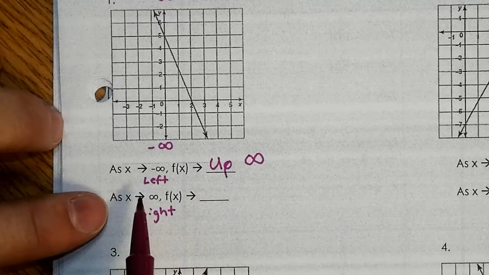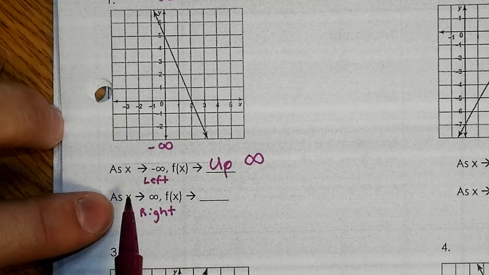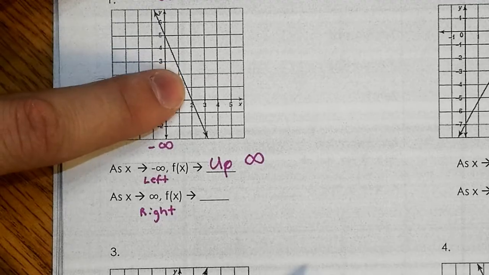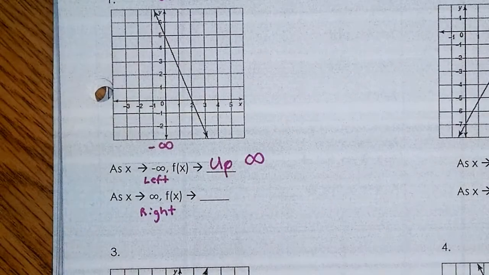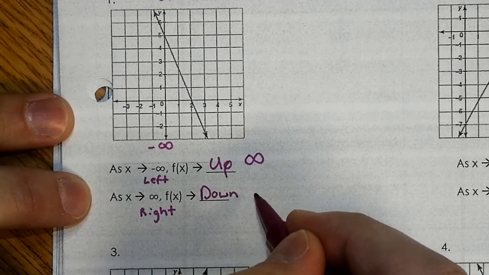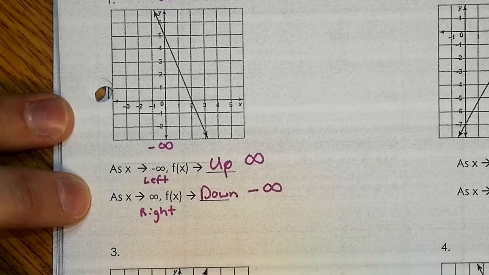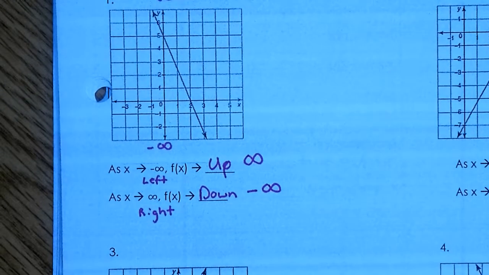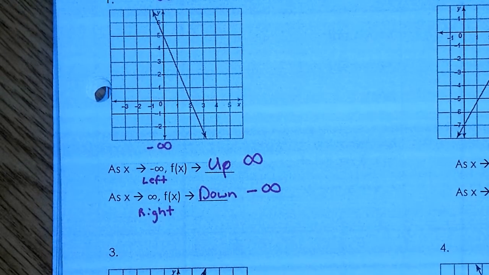How about right here, as x goes right? As my graph moves right, where's my graph going? It's going down. How would we write that? Negative infinity. You put down, but the way you're going to see it on the quiz and test, it's negative infinity. And with linears, because they have a slope, one part's always going up and one part's always going down.